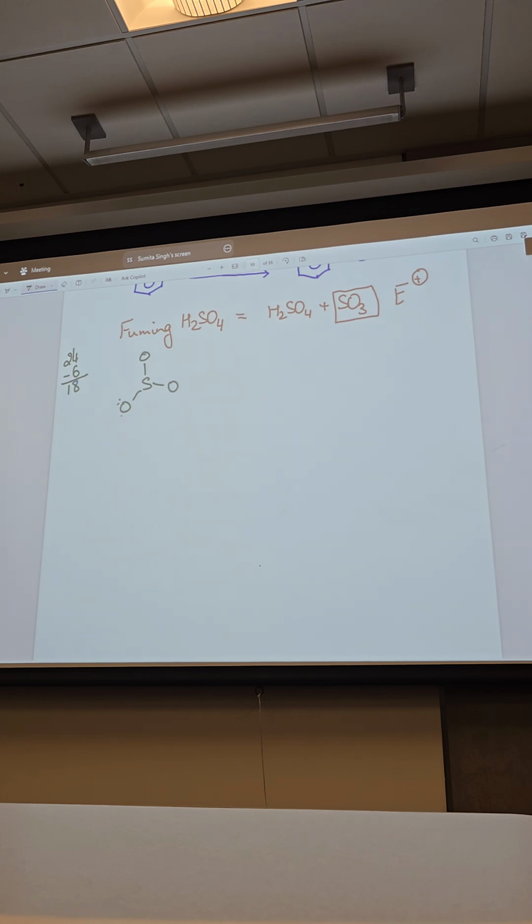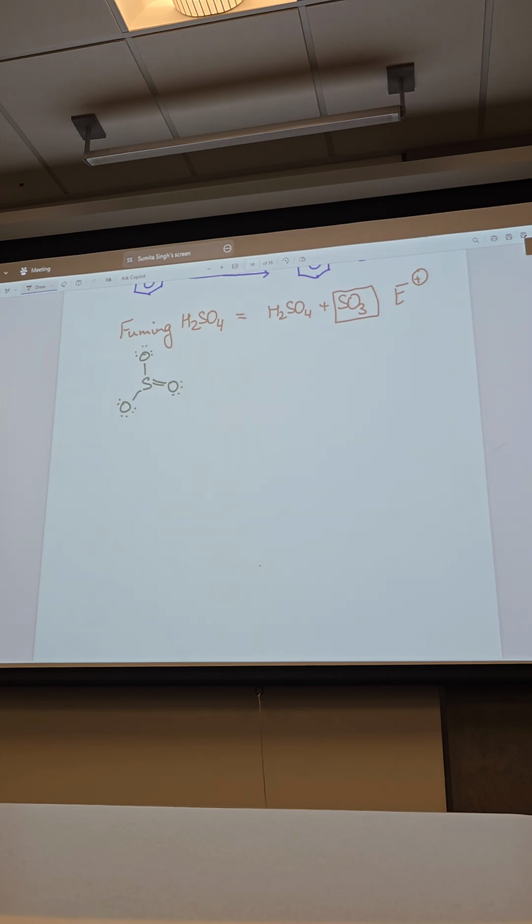Lone pairs on each oxygen: 1, 2, 3, 4, 5, 6, and so on. 18 electrons gone. But does sulfur have an octet? No. So what do we do when the central atom does not have an octet yet, but you don't have any more electrons? Take out a lone pair and replace it with a double bond, make a double bond. Is that what everybody was thinking? Good. What if I tell you this is not the best Lewis structure?